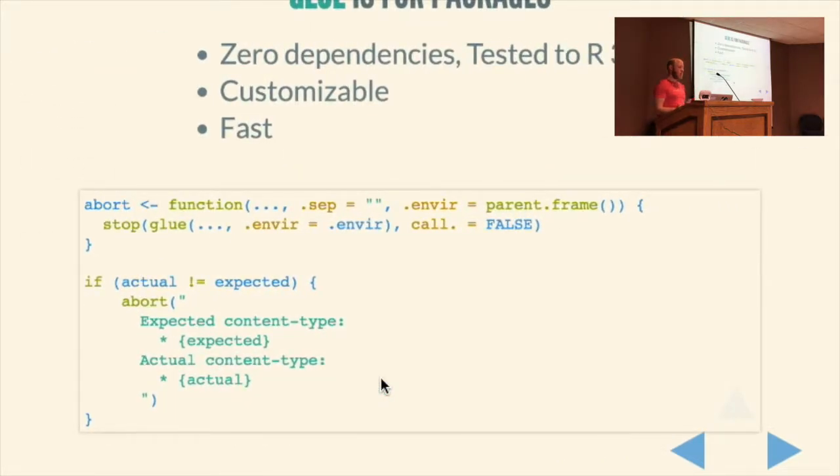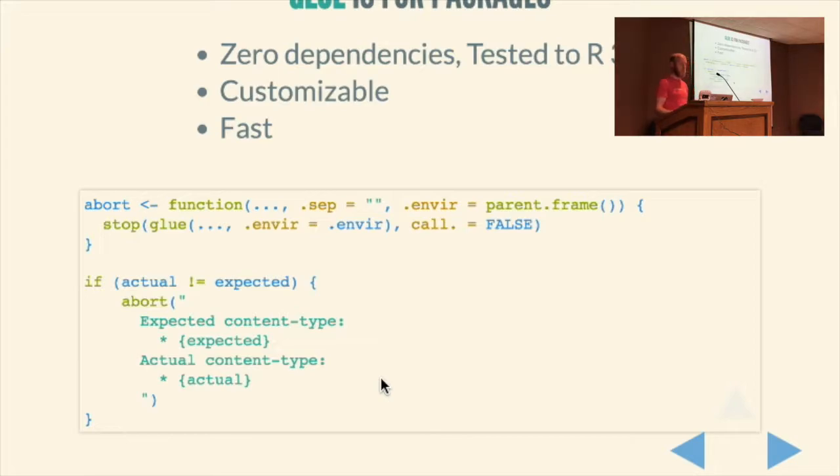But glue is also designed to be used in packages. Some reasons for this: it has zero extra dependencies. The only thing glue depends on is itself. It's also tested all the way back to R 3.1, so you can use it in pretty much all of the versions of R that you would use these days. It's also customizable, and I'll go into that in a little bit more detail, but package authors can tailor the function to do exactly what they want it to do in their package.